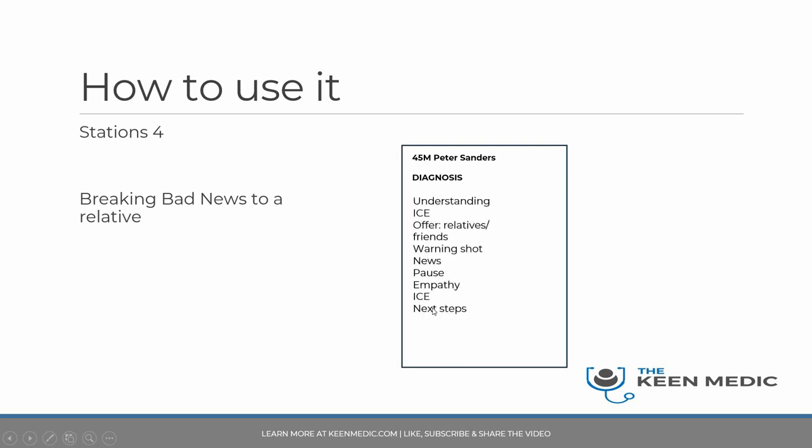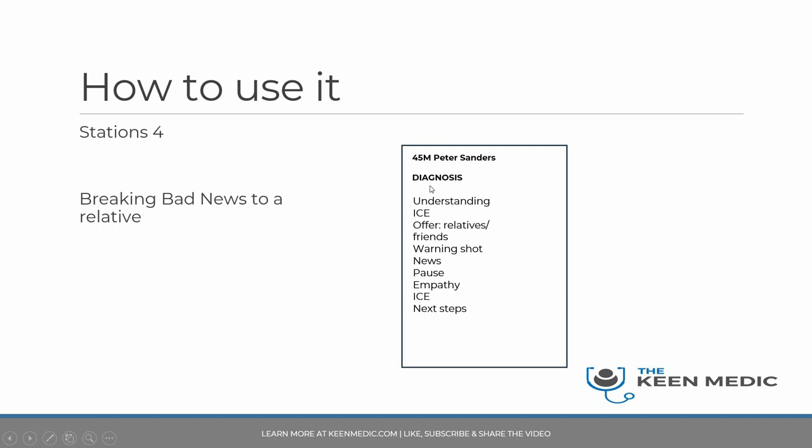And then after that, in line, I would suggest the kind of order that you would follow in the station itself. So checking their understanding, their ICE, the ideas, concerns, and expectations, offering to call their relatives or friends or even nurses in your own ward, giving them a warning shot of the bad news that is about to come, giving the news, allowing some silence, pausing, allowing them to express their feelings, concerns, their emotions, showing empathy, offering support, again ICE, which is ideas, concerns, expectations. Remember how it features twice, and then explaining the next steps, the plan, and checking their understanding, allowing them to ask questions, things like that.